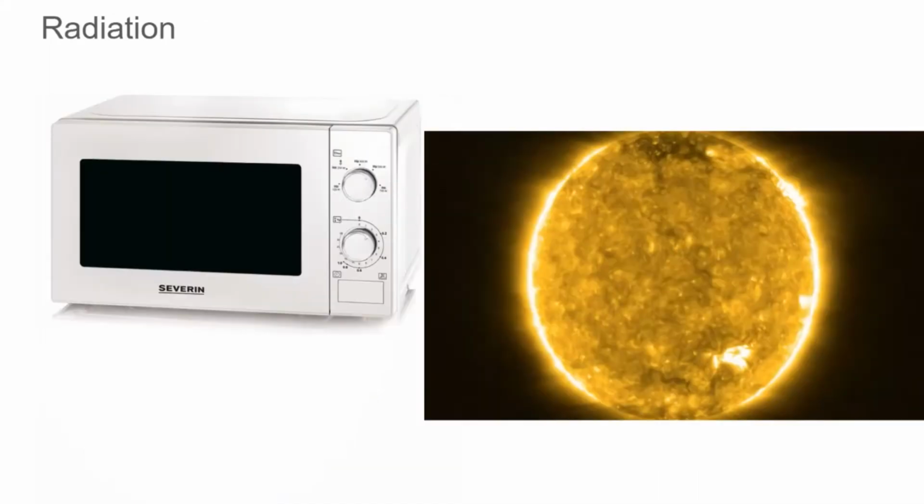Radiation: we've got a microwave, which emits radiation to cook your meals, and the sun, which emits infrared waves for your plants, for photosynthesis. It's really important.